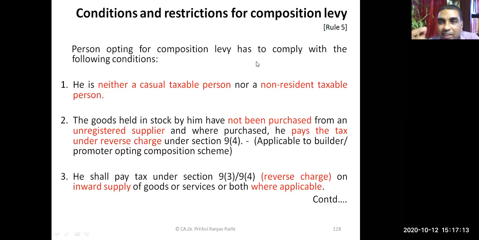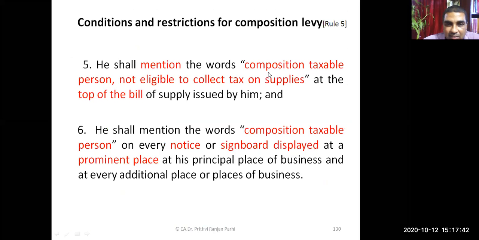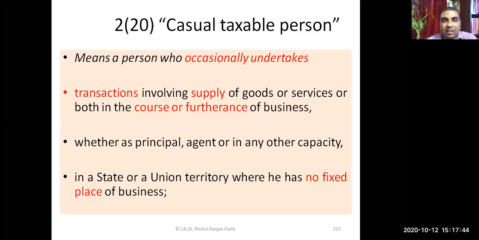Suppose you don't know who is a casual taxable person. Now you want to understand the meaning of this casual taxable person or non-resident taxable person. How can you know? The option available with us is that we can go and read the CGST Act. And in the CGST Act, in section 2, you can find the definitions. In some of the clauses, you can find who is a casual taxable person and who is a non-resident taxable person. Right now we can understand by referring to the slide, but you can search it. Here I will explain to you.